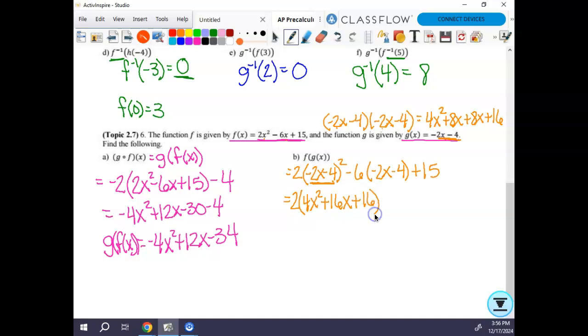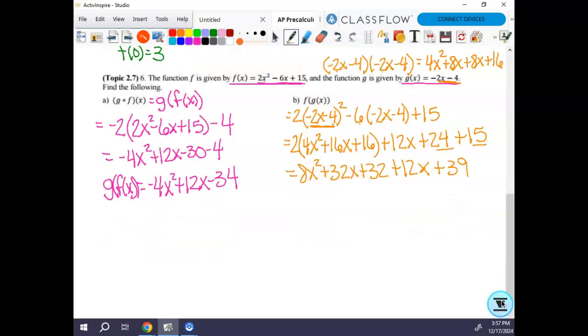Then I'm going to go ahead and distribute this negative 6, so that's plus 12x plus 24 plus 15. Now I'm going to distribute that 2 and get 8x squared plus 32x plus 32 plus 12x. Go ahead and add those two together, get a plus 39.